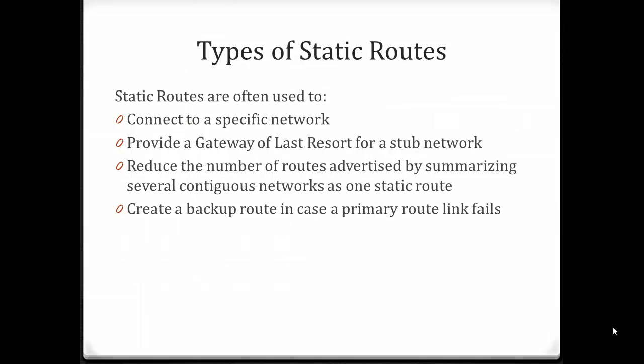We'll most often see our static routes when we're connecting to a specific network, when we're trying to provide a gateway of last resort for a stub network. We want to try to reduce the size of the routing table by summarizing several contiguous networks, or when we want to create a backup route in case a primary route link fails.